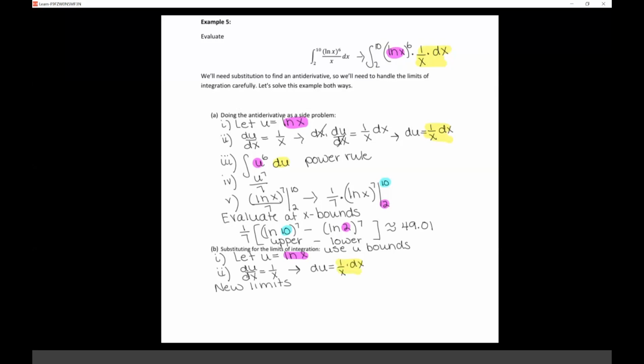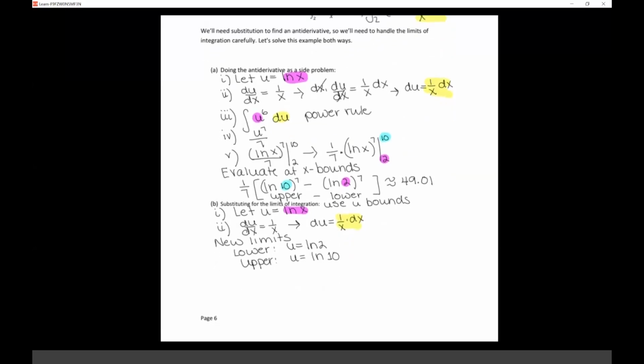So my lower limit was 10. But that needs to go into u equals ln, and I'm substituting 10 for the x. Actually, I have it backwards. That's 2. 2 is my lower limit. My upper limit is 10. So that's u equals ln 10.